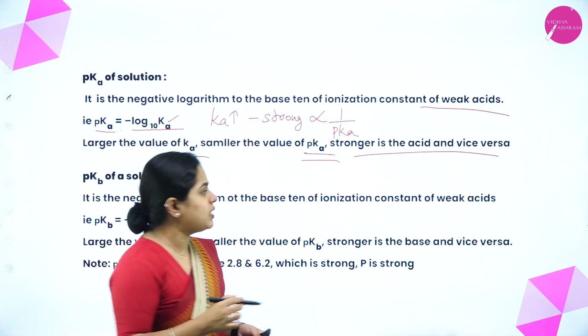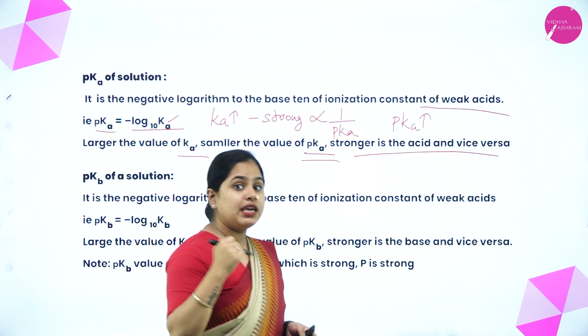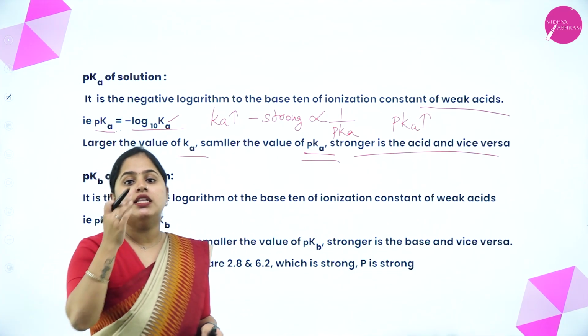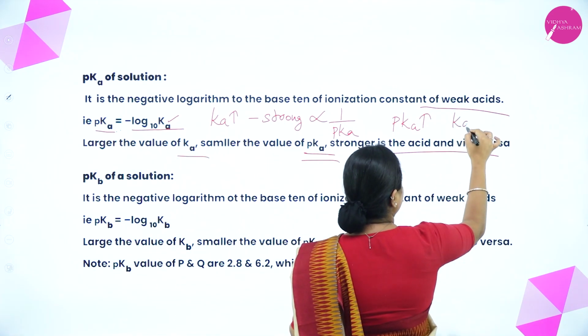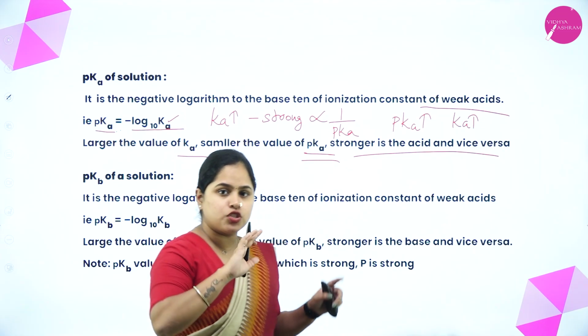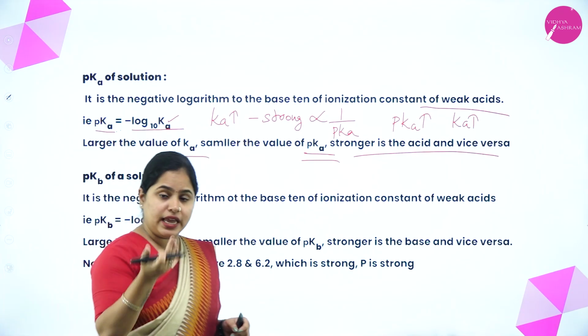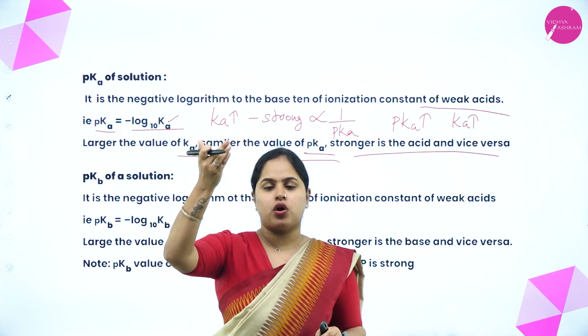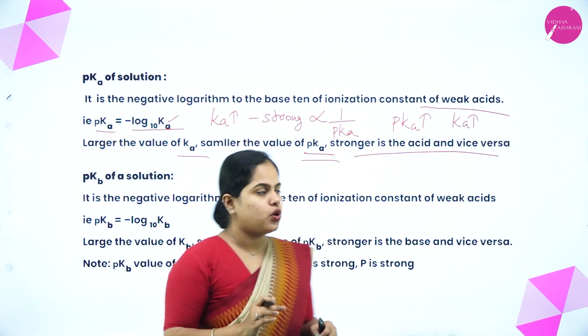Okay. So for example, if I am telling you the pKa value is very high, pKa value is very high means the acid will be very weak. And if Ka value is very high means the acid will be stronger. So they are opposite to each other. I hope it is clear. So when Ka is high, acid will be stronger. When pKa is high, acid will be weaker. Okay. So I hope it is clear.